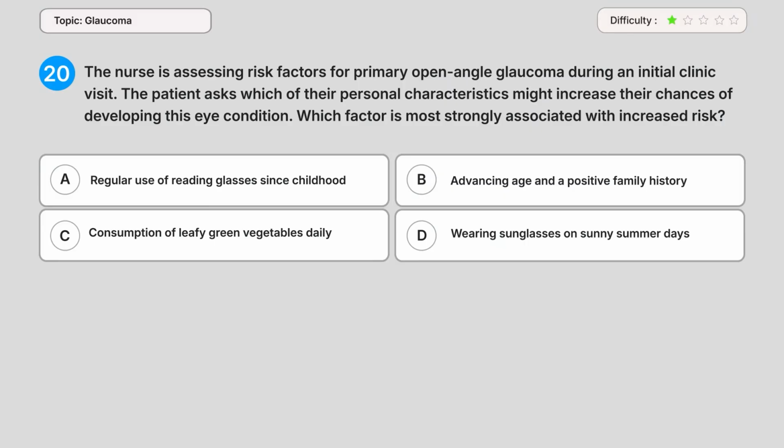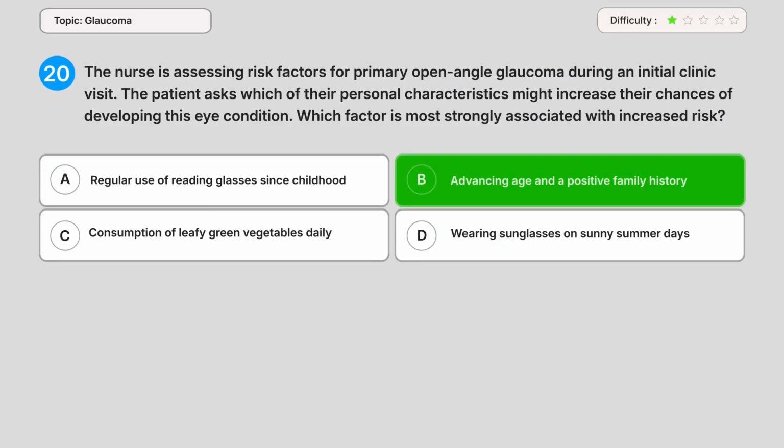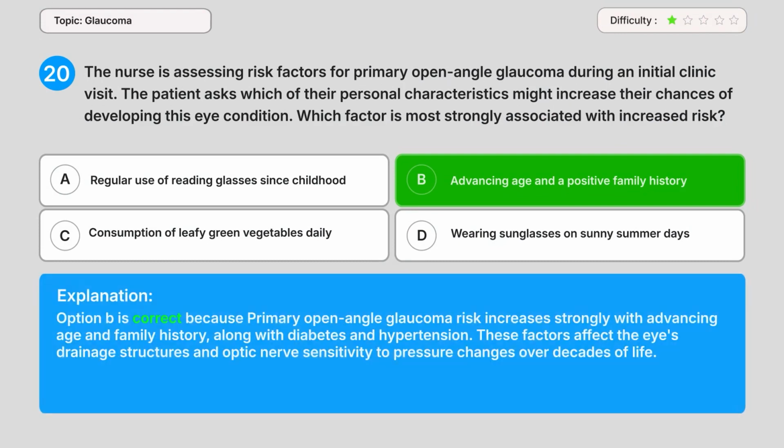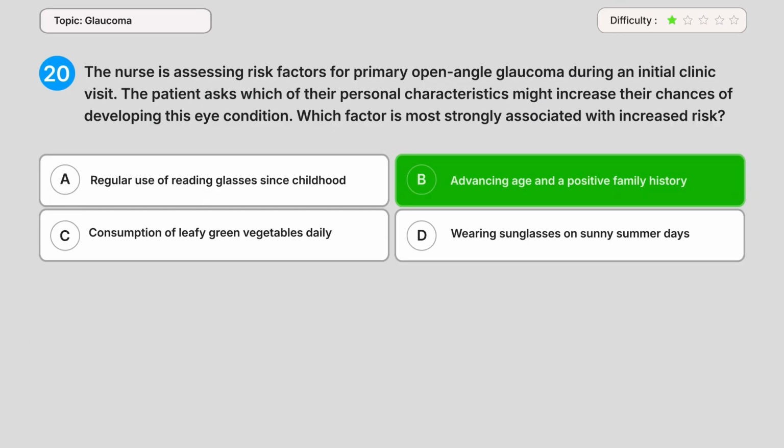Correct answer. B. Advancing age and a positive family history. Primary open-angle glaucoma risk increases strongly with advancing age and family history, along with diabetes and hypertension. These factors affect the eye's drainage structures and optic nerve sensitivity to pressure changes over decades of life.